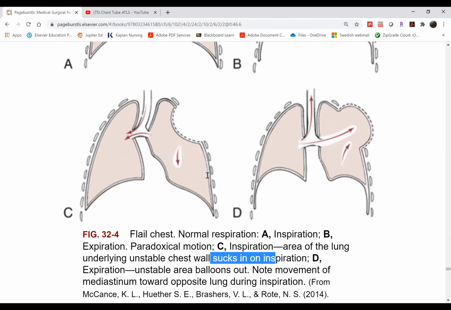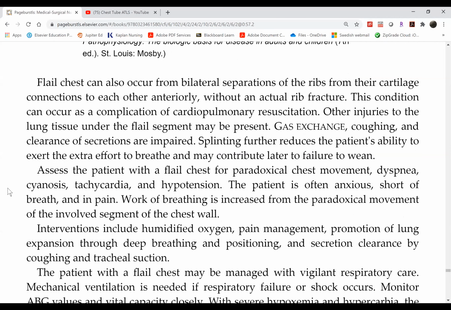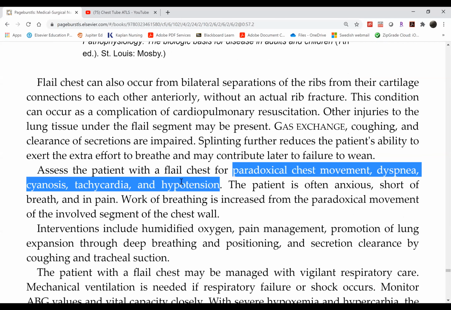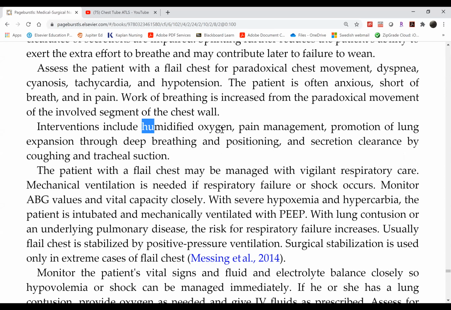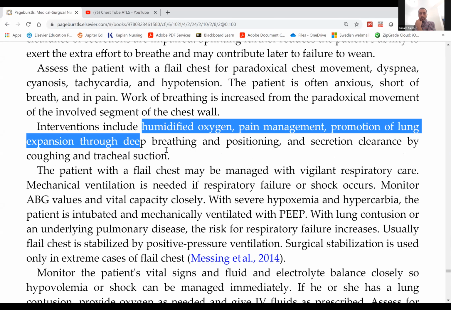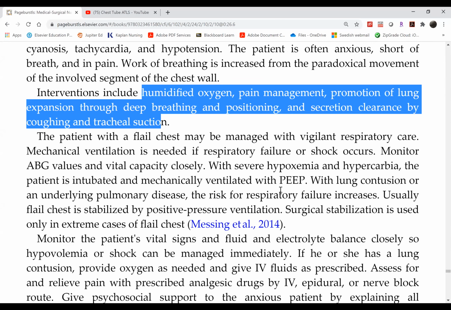So the signs and symptoms will be the paradoxical chest movement. Obviously, the patient will have dyspnea, cyanosis, tachycardia, and like I said, there will be hemodynamic instability. Cardiac output drops, blood pressure drops. Interventions: oxygen until we can get this patient into surgery. Pain management. If needed, the patient will be given a chest tube. Again, most likely they will have pneumothorax and hemothorax at the same time, until they can get to surgery.